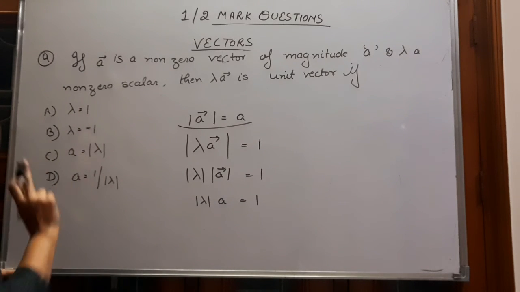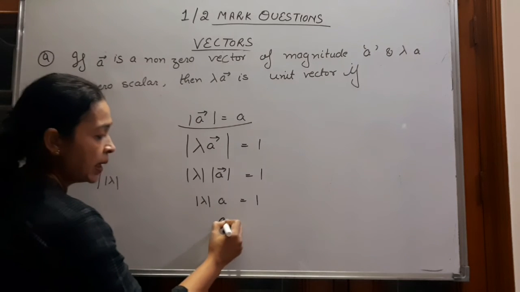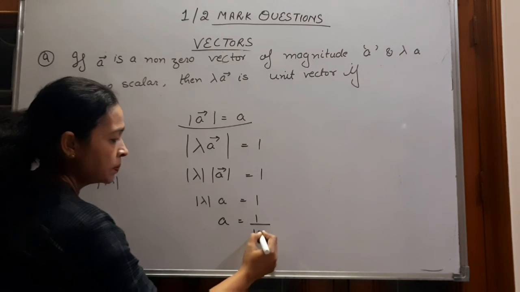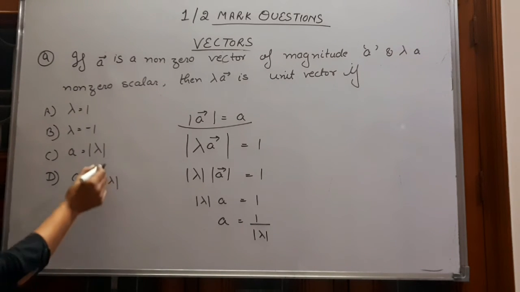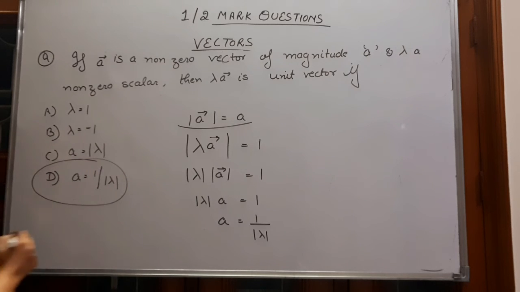Now, check out these options. Which option will be correct for us? A will be equal to 1 upon magnitude of lambda. This is option D. Therefore, option D is our correct option.